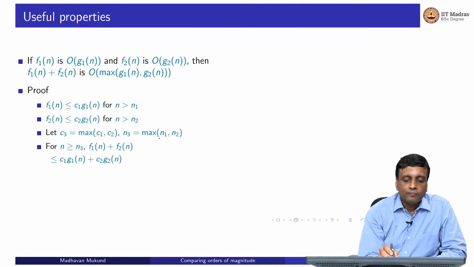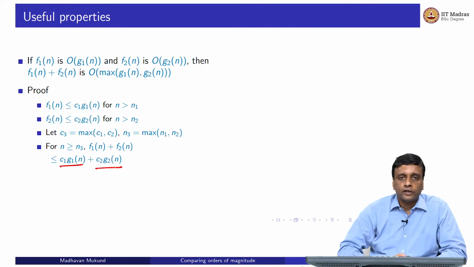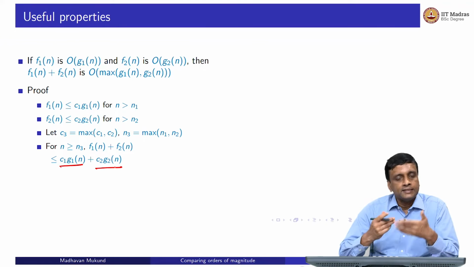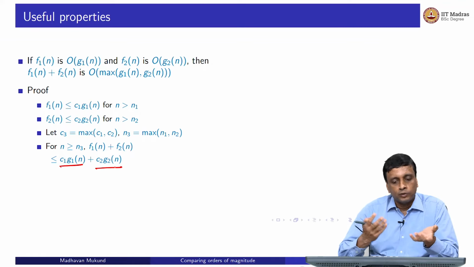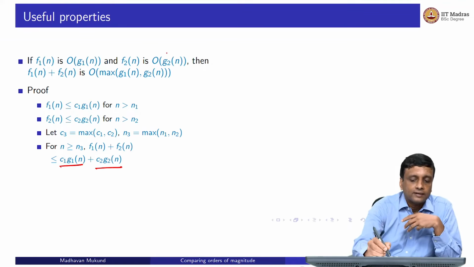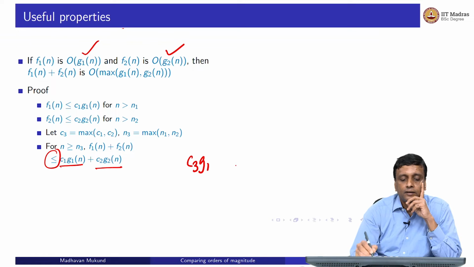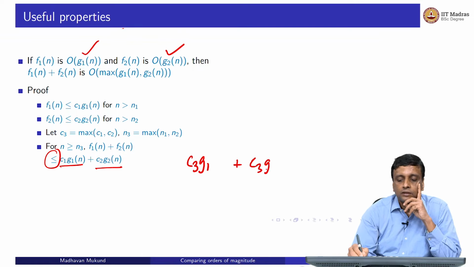So since I am above the maximum of n1 and n2, I know that F1 is below its upper bound, and I know that F2 is also below its upper bound, because both of them have already crossed their threshold, because n3 is bigger than n1, n3 is bigger than n2, because it's the maximum of the two. So for both F1 and F2, I can use this fact, right, that they are big O, and get this inequality saying that they are below C1. Okay. Now because C3 is bigger than both C1 and C2, I can write this as C3G1 plus C3G2, right.